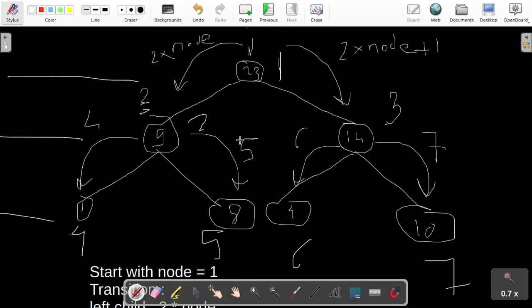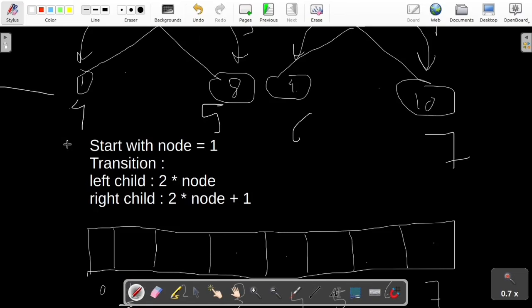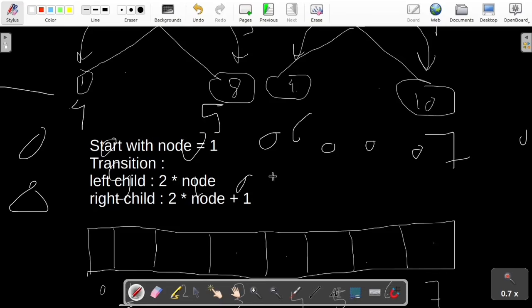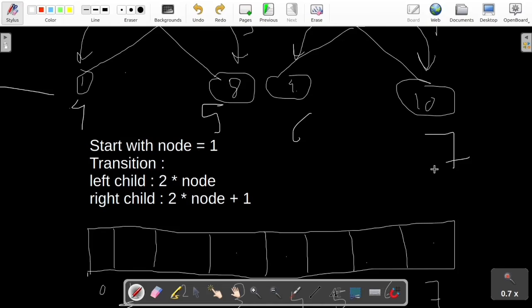Now do you understand how we are going to number these nodes? 1, 2, 3, 4, 5, 6, 7. If there are further nodes like this, 7, 8, 9, 10, 11, 12, 13, 14, 15. So in this manner we are always going to number the nodes of our segment tree.